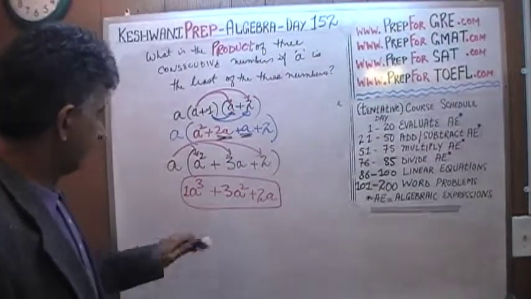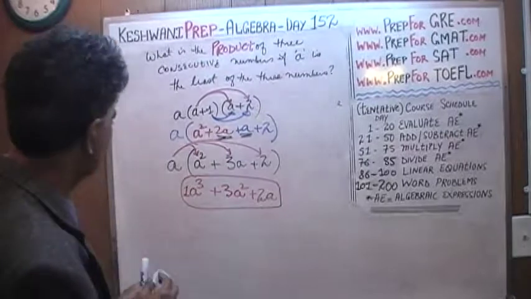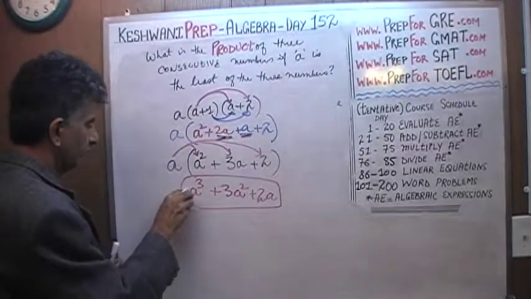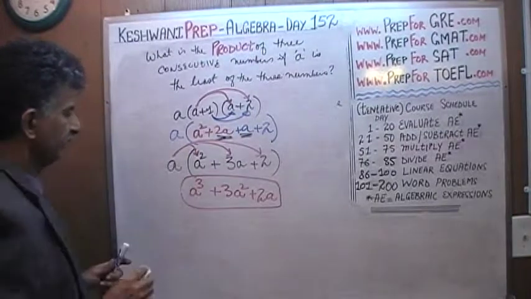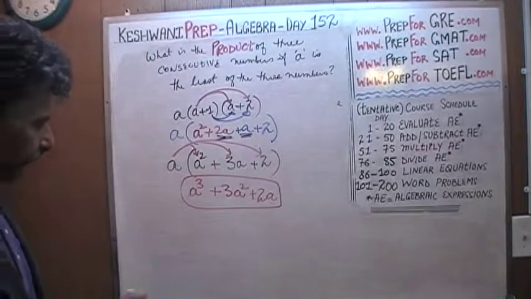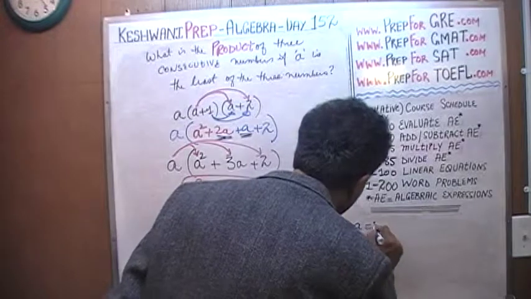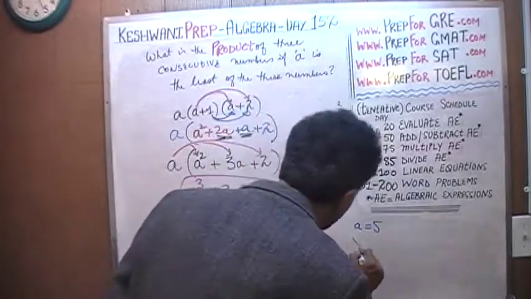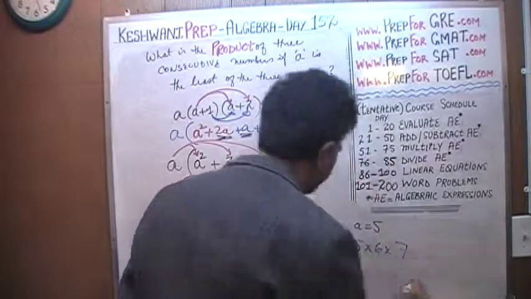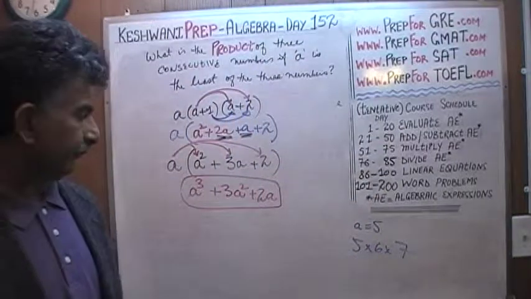I want to verify that answer. I want to make sure this answer is correct. And since there is only one a cubed, we don't have to write down the 1. It's not necessary. Make sure it is in fact the correct answer. Let's plug in a number and verify it, okay? Let's pretend that our a equals 5. So then the product would be 5 times 6 times 7. That will be the product of three consecutive numbers if a is the least one.